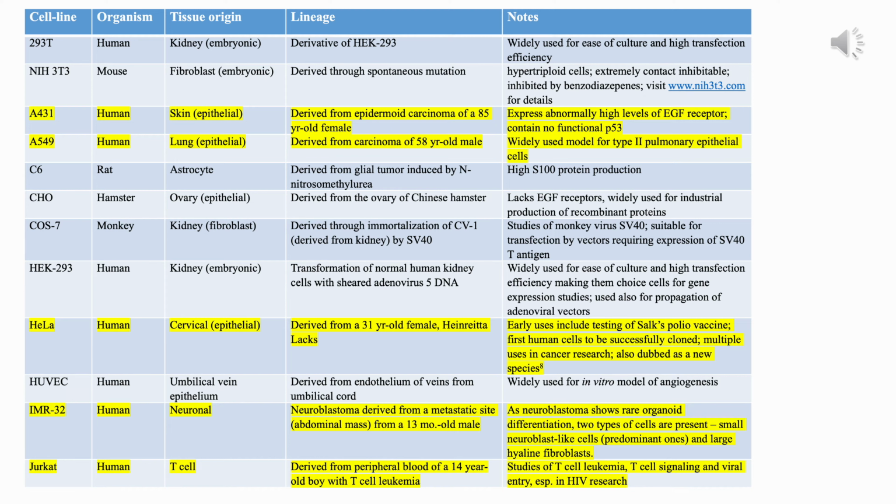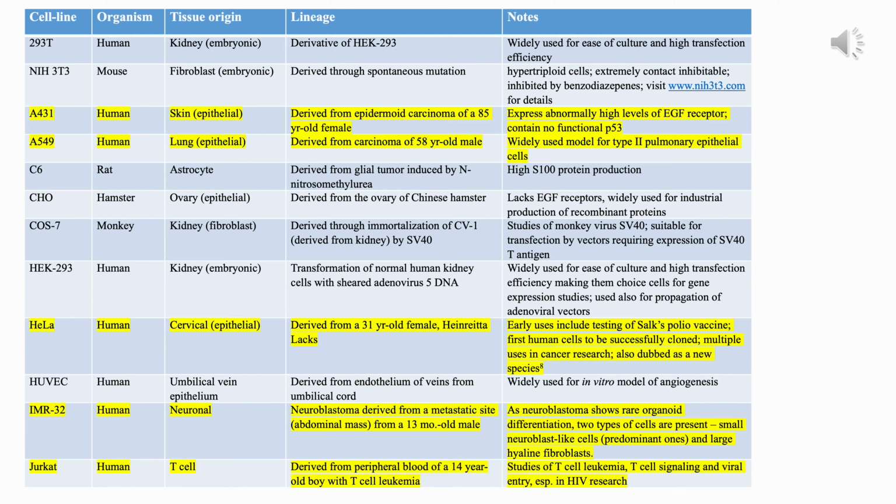And you can also generate them by transformation. One such cell line is a human embryonic kidney cell line, the HEK293. These are transformations of normal kidney cells with sheared fragments of adenovirus type 5 DNA. Now, if you look at this table, you can see 293T is one of the derivatives of these HEK293 cells. Both HEK293 as well as 293T cells are widely used in cell culture because they have very high transfection efficiency.